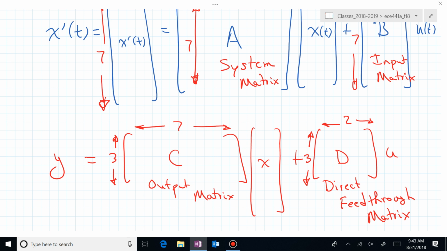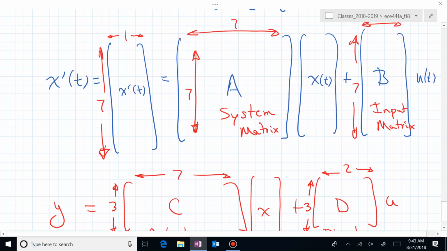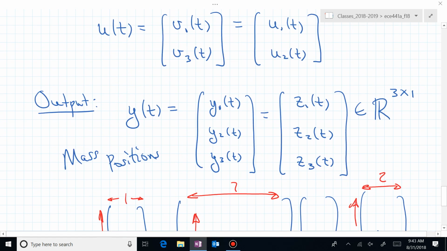Question? How do I know the output is 3 by 1? Anybody want to help on that? The question was, how do I know the output is 3 by 1? I just kind of pulled that out of the air, didn't I? I just said, let's make our outputs the mass positions. I could have said, I'm only interested in the position of mass 1. Then how big would Y be? It would have 1 output, wouldn't it?